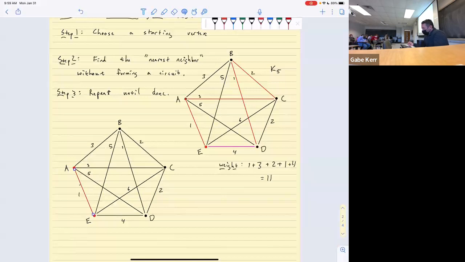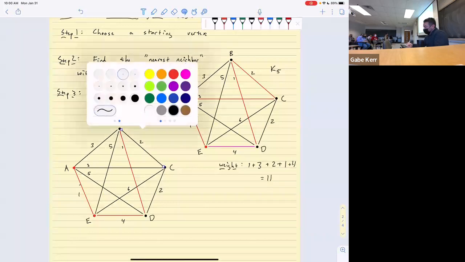Now I look at the nearest neighbor to E. What is that? Someone tell me. I'm sorry? To D. Good. B, right? Now here, what about B? B goes to C. Very good.